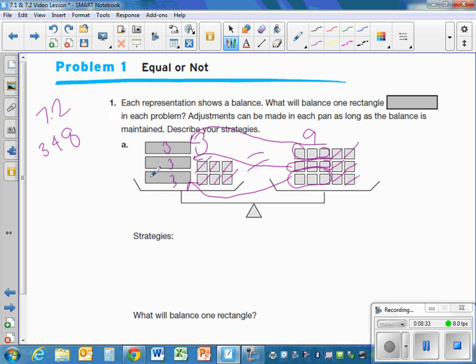Go ahead and try parts B and C on your own. When you're ready, you can press play to check those answers, and then I'm also going to have you try number 2 on page 349. So try B, C, and number 2, and then when you're ready, you can press play.